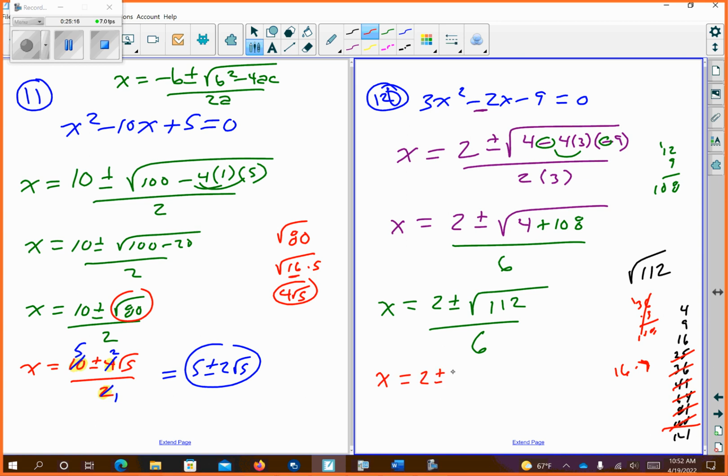No. Okay, so 16 times 7 is 4 root 7. So I'm going to replace 4 root 7 with this. So I get 4 root 7 over 6. You get there, congratulations, but you only miss 1 point. Why do you miss 1 point? I can reduce it. 2 goes into 2 once, 2 goes into 4 twice, 2 goes into 6 three times. So my answer is 1 plus or minus 2 root 7 all over 3.